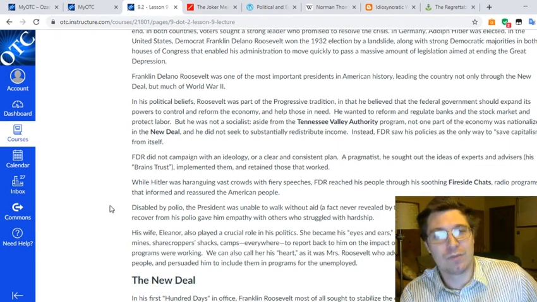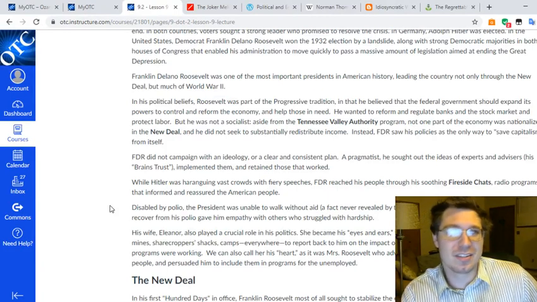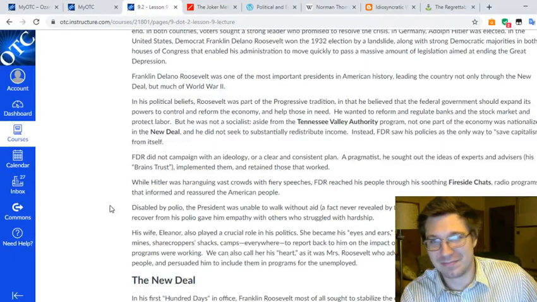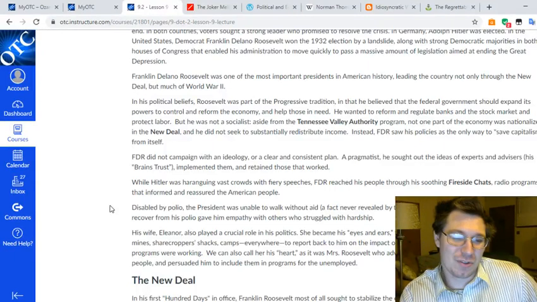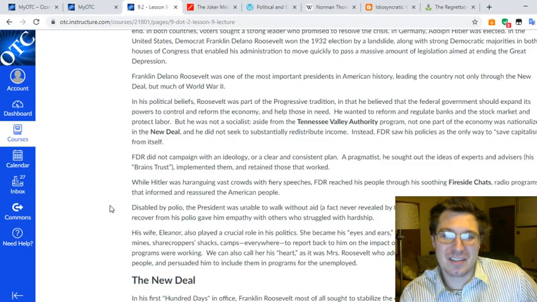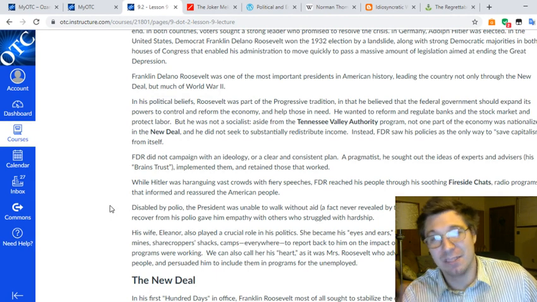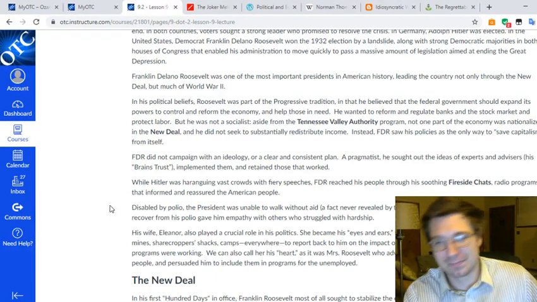Hitler was much more focused from the very start on military rearmament and aggressive annexation of neighboring countries. FDR focused his spending on things like national parks and basic infrastructure, which we'll get to in a second. Things like the Civilian Conservation Corps, the Public Works Administration.